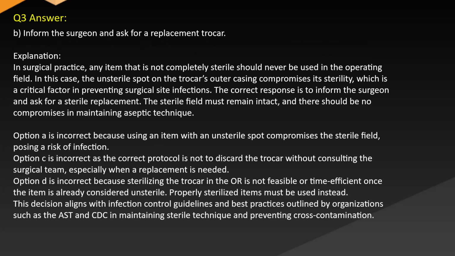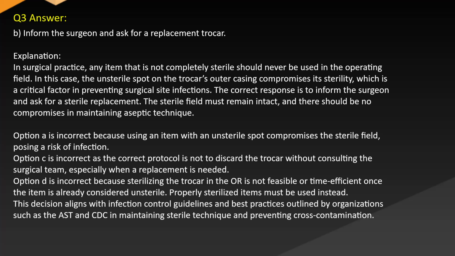Answer. B. Inform the surgeon and ask for a replacement trocar. Explanation. In surgical practice, any item that is not completely sterile should never be used in the operating field. In this case, the unsterile spot on the trocar's outer casing compromises its sterility, which is a critical factor in preventing surgical site infections. The correct response is to inform the surgeon and ask for a sterile replacement. The sterile field must remain intact, and there should be no compromises in maintaining aseptic technique.